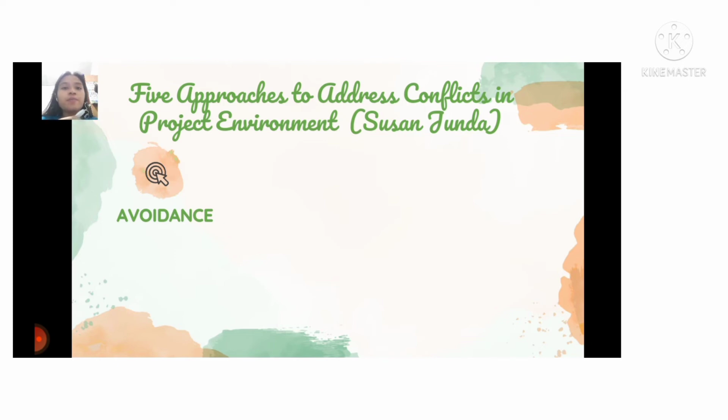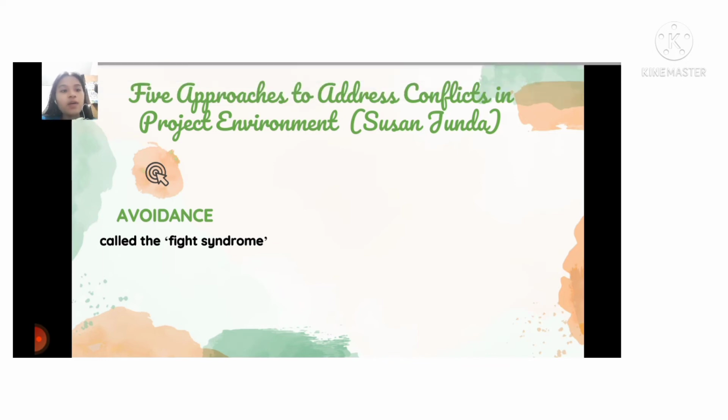Now let's proceed to the 5 approaches to address conflicts in a project environment, which is sometimes referred to as the conflict resolution modes by Susan Junda. First is avoidance. Avoidance is also called the fight syndrome. So avoidance is often regarded as a temporary solution to a problem. The problem and the resulting conflict can come up again and again. Some people view avoiding as cowardice and an unwillingness to be responsive to a situation.